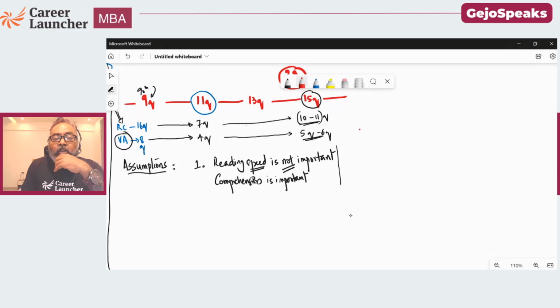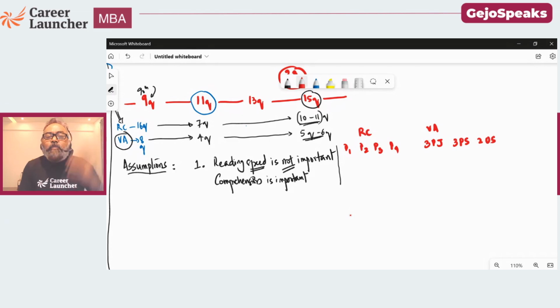When you look at the reading comprehension passages and the VA section of the CAT, we've got 4 passages, and I'm looking at the last year's. We have 3 questions of paragraph jumble, 3 questions of paragraph summary, and 2 questions of odd sentence in a paragraph. Each of these reading comprehension passages has roughly about 500 words, followed by 4 questions. 500 words is not huge, right?